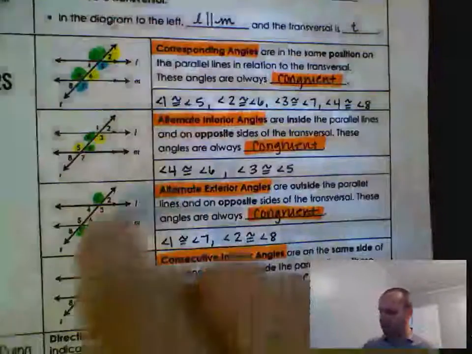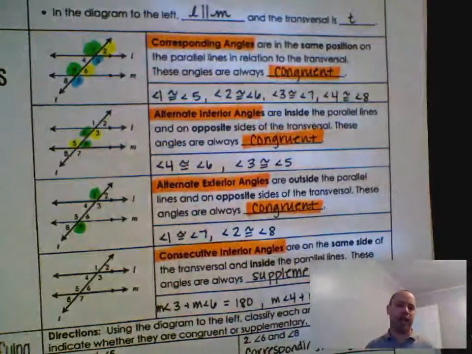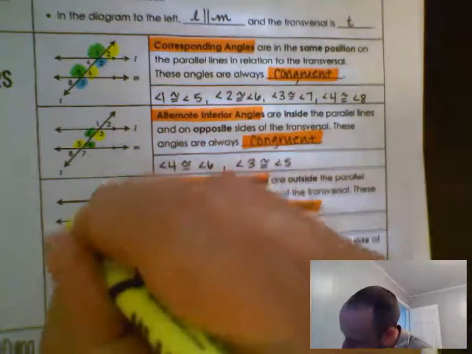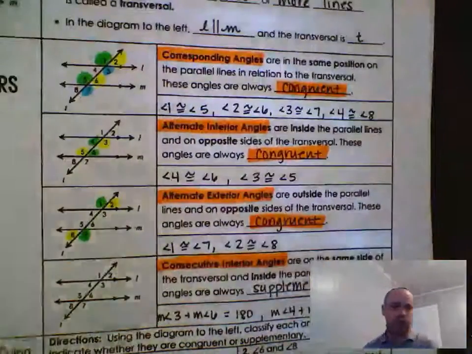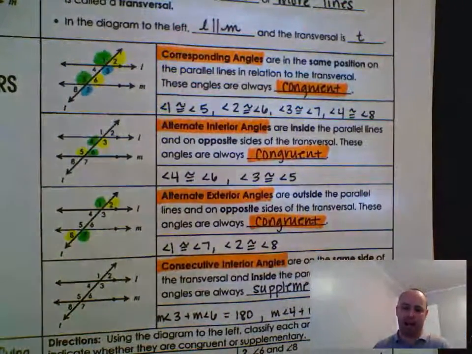So if this one's 130, this one's 130. And there's only one more pair of alternate exterior in this example, and that's number 2 and 8. If one of them is 20 degrees, the other is 20 degrees. They're alternate exterior angles.